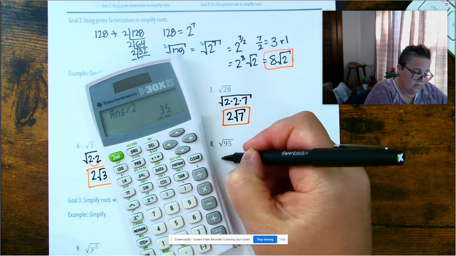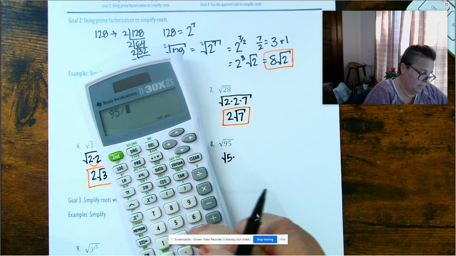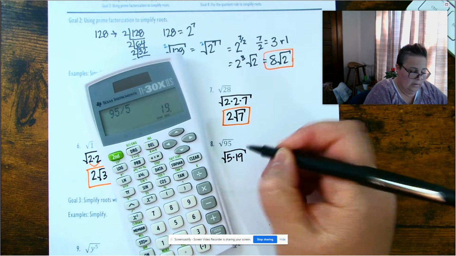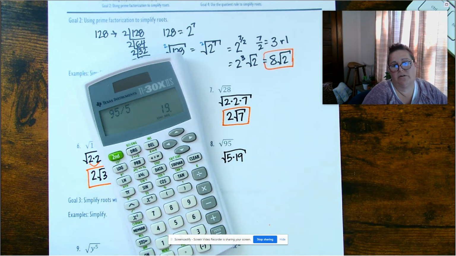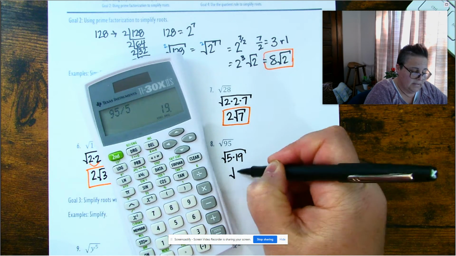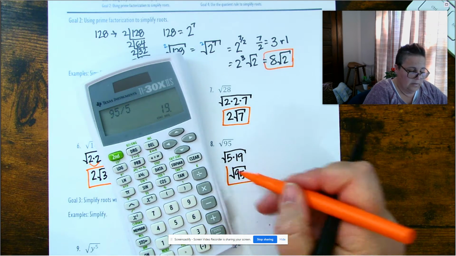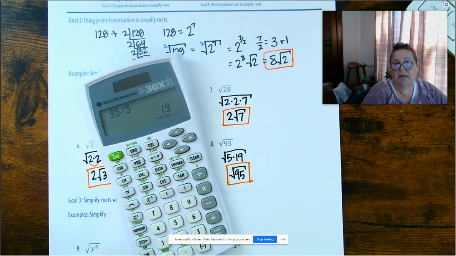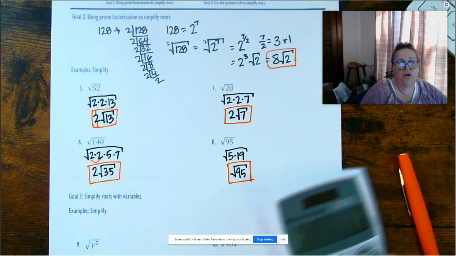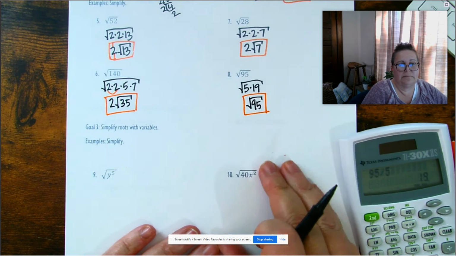95 is the square root of 5 times, let's see, 95 divided by 5 is 19. 5 and 19 don't break down any further. Since I cannot break it down any further, I'm just going to leave this as the square root of 95. It is already in simplest form, so I am good, and I'm not going to go any further with that. Right? We can do the same thing with the variables.